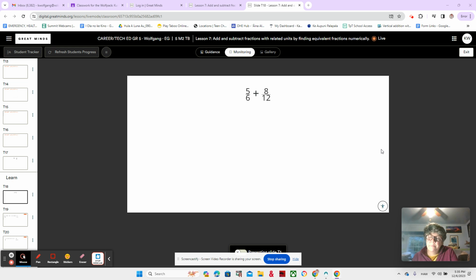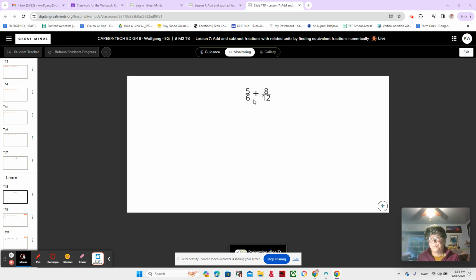Is this sum going to be less than 1, between 1 and 2, or more than 2? What do you think about that? Can you think about 5/6 being almost 1? Because 6/6 is 1, so 5/6 is very close. How about 8/12? Not as close to 1, but definitely when we add these two together, we're going to be more than 1. So probably between 1 and 2, maybe about 1.5 or so. That's a good estimate.